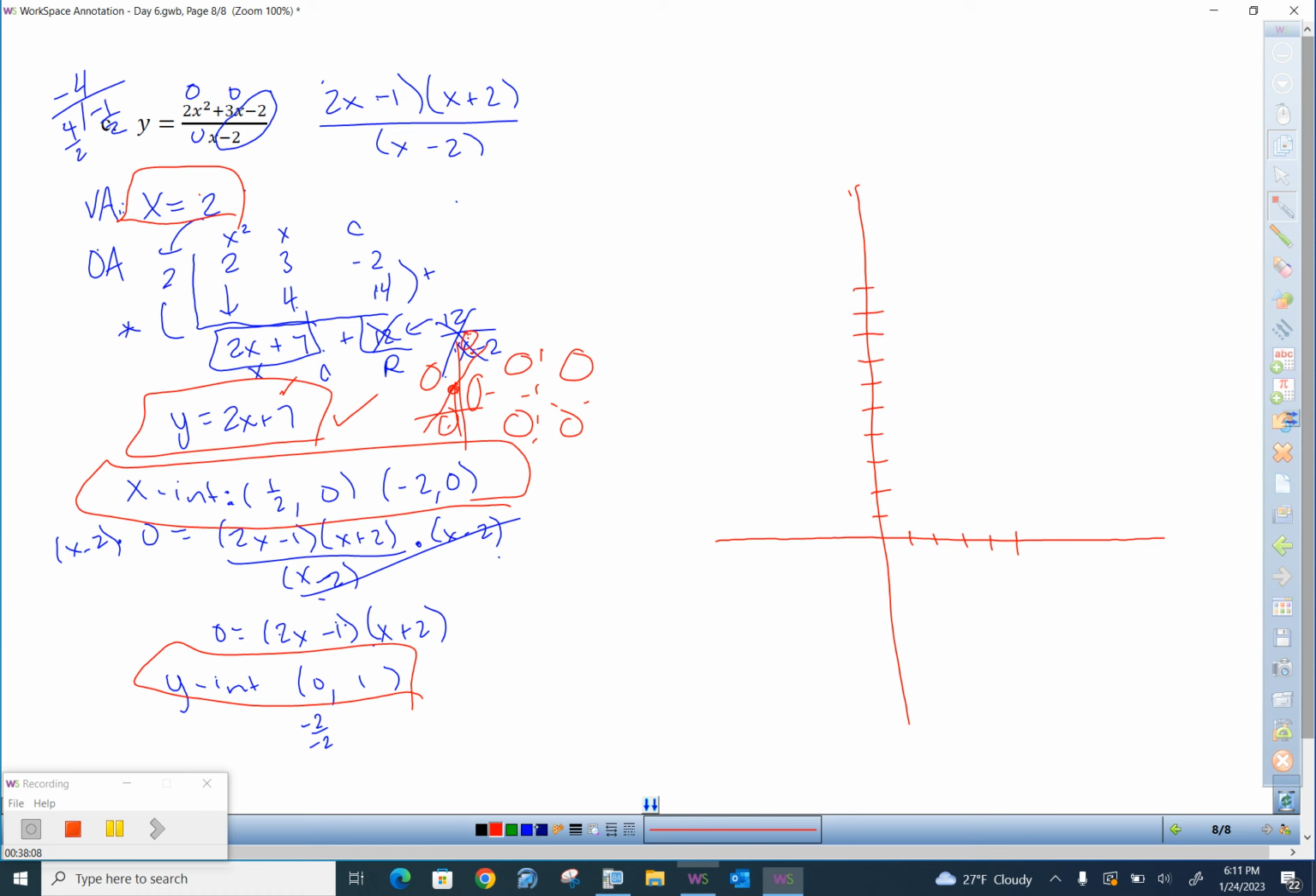Okay, from there, let's start graphing our asymptotes. First one's easiest, the x equals 2. Dash that on there for me. Okay, 2x plus 7 starts at 7, and then goes up to the right 1, up to the right 1, and then once you've got a couple dots, you can sketch it with your straight edge. Just make sure it's a dashed line.